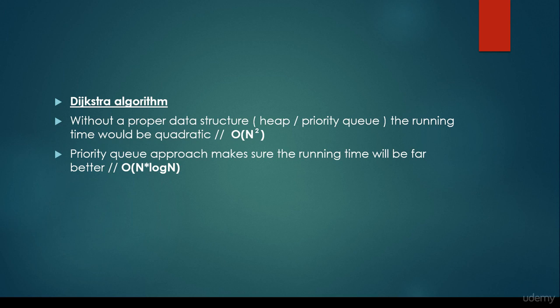The priority queue approach makes sure that the running time will be far better, O(n log n). And if we have a huge data set, so n is equal to a great number, then of course it's going to be very important to use an n log n algorithm instead of n squared.